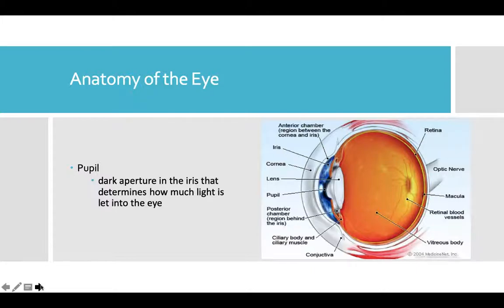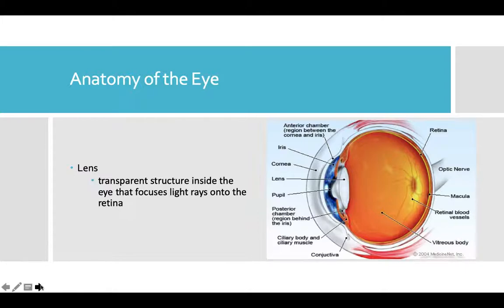Next, we have the pupil. This is the dark aperture inside of the iris that determines how much light is let into the rest of the eye. The pupil normally constricts when exposed to large amounts of light and dilates in darker areas. This is because when the pupil dilates and gets larger, more light is able to be let in, allowing us to see better in the dark.